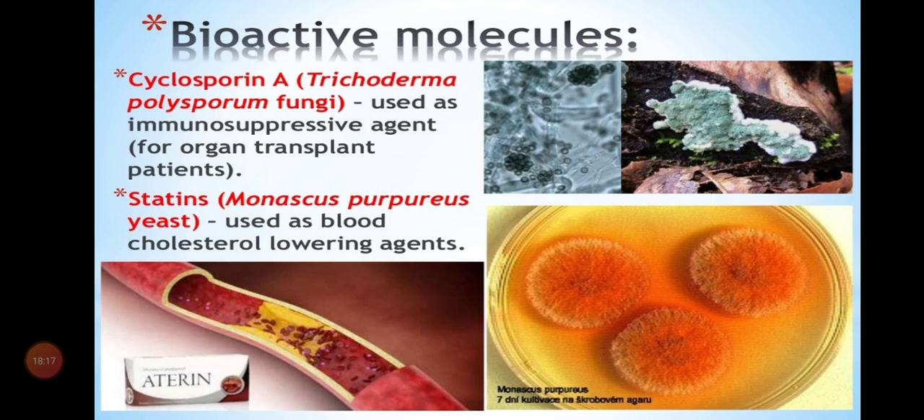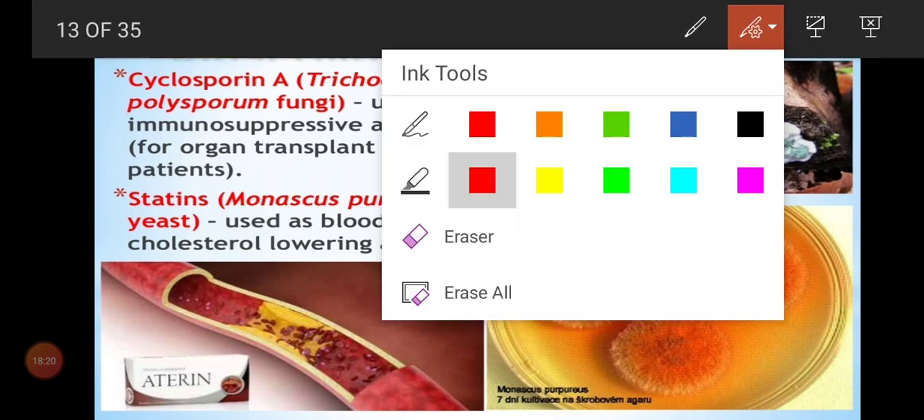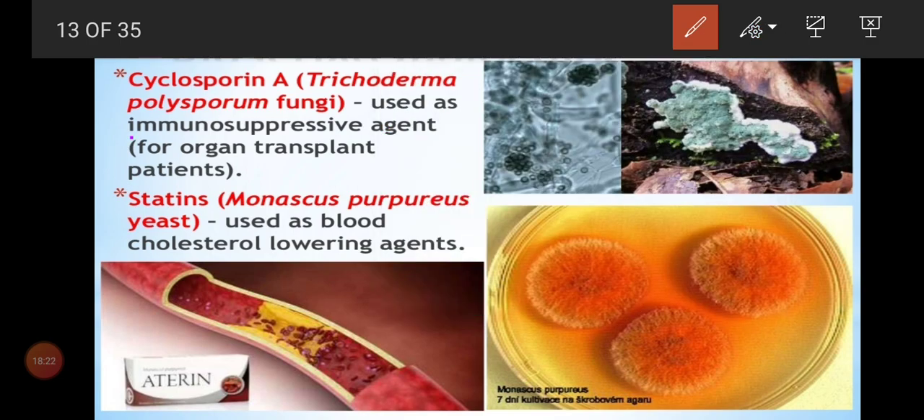And what is the role? Here the role is immunosuppressive agent. For which people? For organ transplant patients. What do you mean by immunosuppressive agent? It means for a short time we are suppressing our immunity power. Because when we go for organ transplantation, automatically some new material, a new organ, they are going to introduce into your body. So it is a foreign particle for your body.